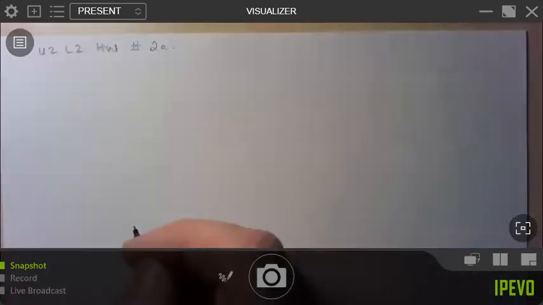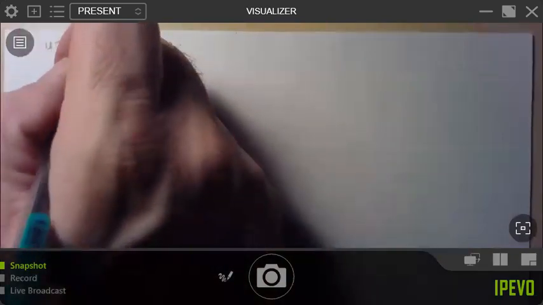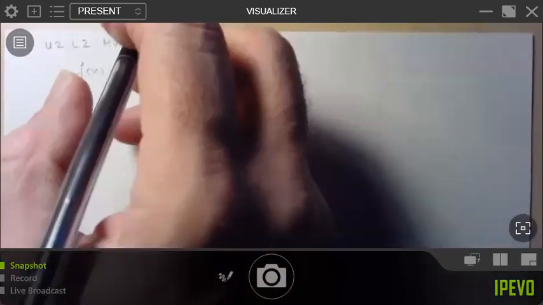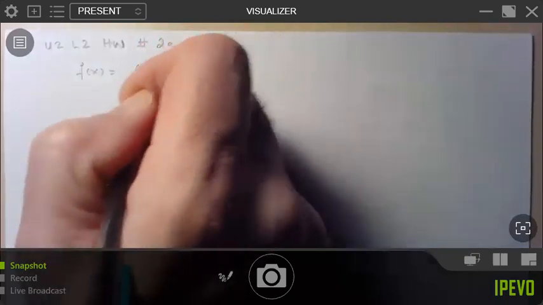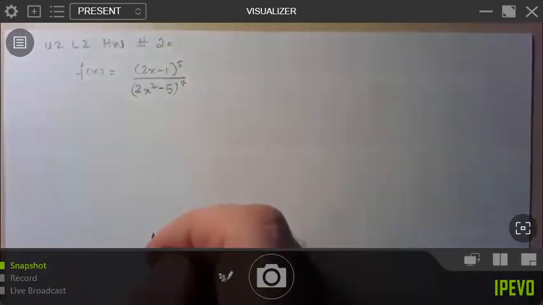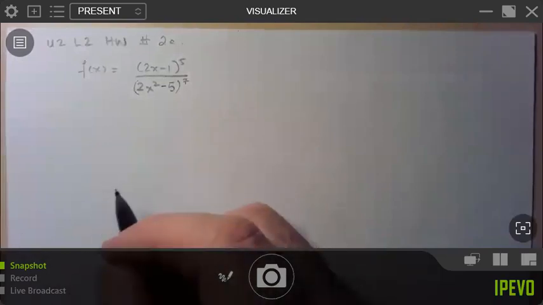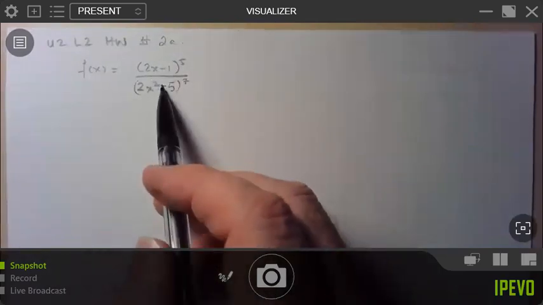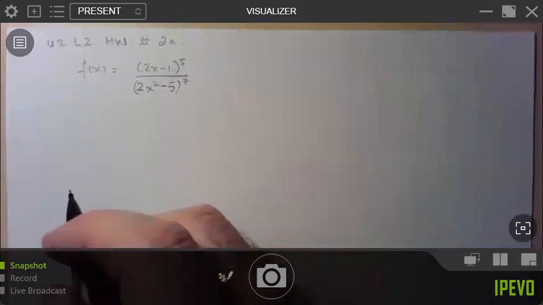Okay, and 2A, this is very similar to the one we did in class today. So I have f of x equals (2x minus 1) to the 5 over (2x squared minus 5) to the 7. It's probably a slightly tougher version of that one, or pretty similar. So you should be recognizing this now. You should be recognizing, okay, I'm going to have to use the quotient rule, and I'm going to have a lot of powers. So hopefully I'm going to be able to do a bunch of factoring.